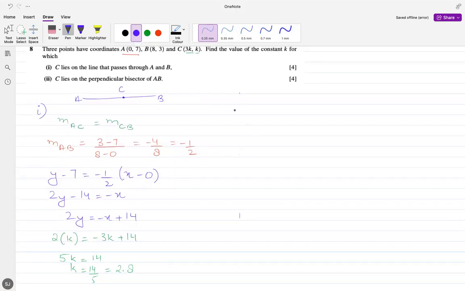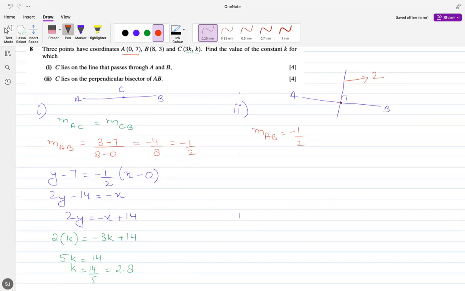In part 2, it says to find the value of k if C lies on the perpendicular bisector of AB. Now, if C lies on the perpendicular bisector of AB, it means that the bisector meets AB at a right angle. So first we'll find the equation for the perpendicular bisector and substitute the values of C, 3k, k into that equation. To find the equation of the perpendicular bisector, first we'll find the gradient of AB, which we already have as negative 1 upon 2, which means that the perpendicular bisector will have a gradient of positive 2.